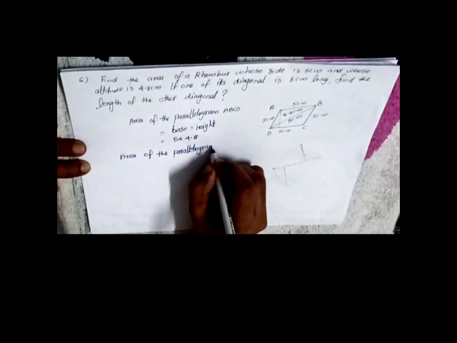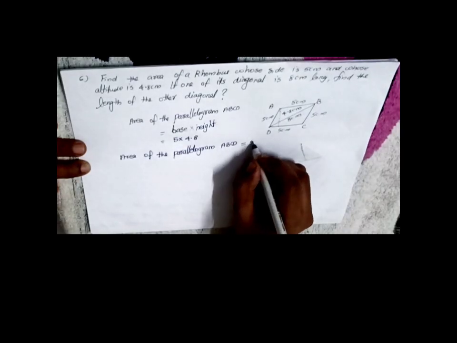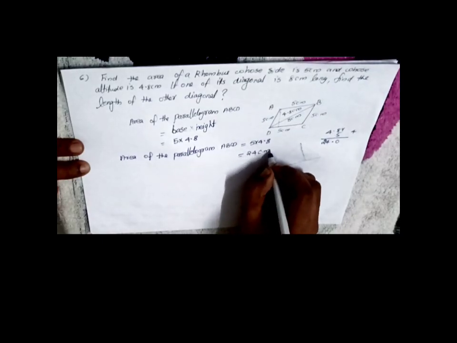Therefore, area of the parallelogram ABCD equal to 5 into 4.8. That is 4.8 into 5. 8 5s are 40, then remaining 4, then 5 4s are 20, 20 plus 4, 24. Therefore, area is equal to 24 centimeter square.